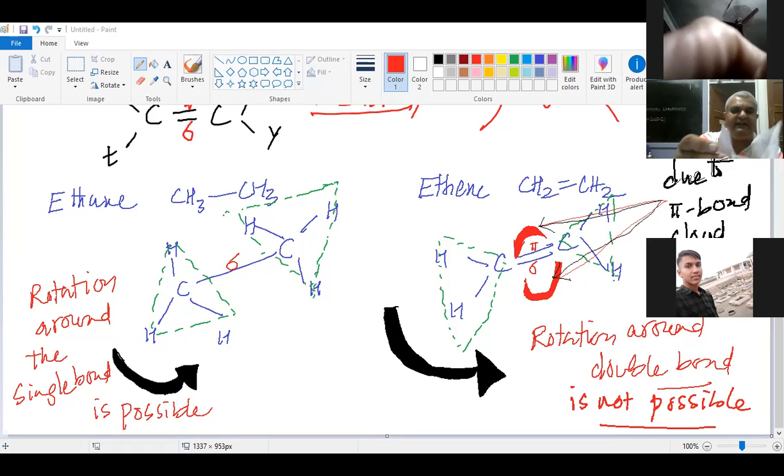Now you can see there are two pens passing through it. Can you see these two pens? Yes, sir. Now if I try to rotate, what happens? Will I be able to rotate it? Say yes or no. No, sir. No, it will not be possible.